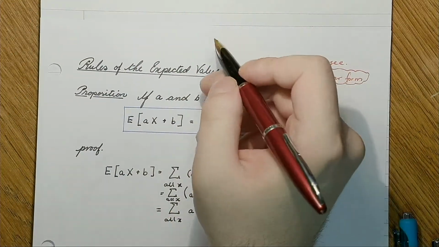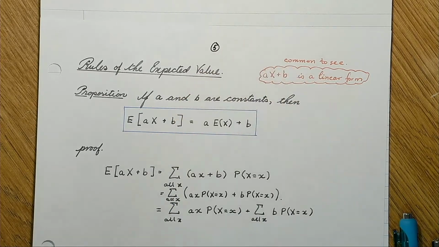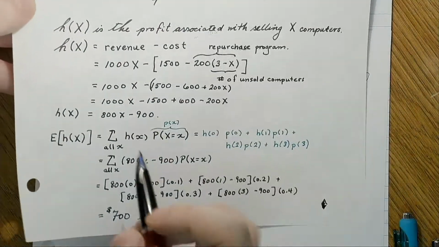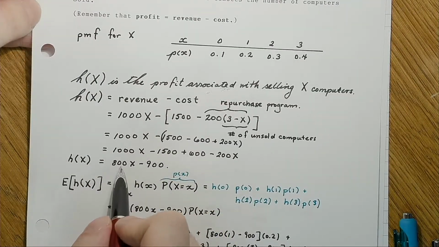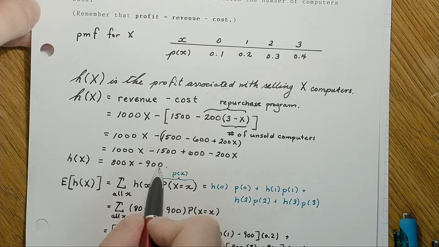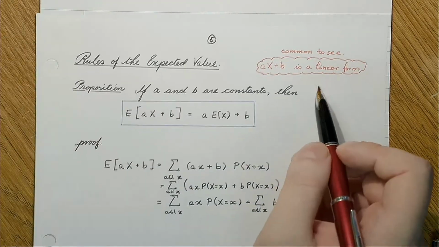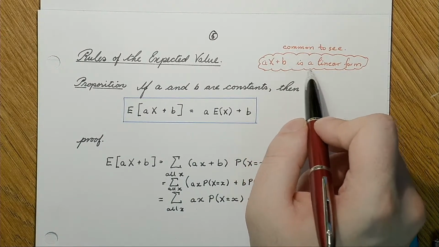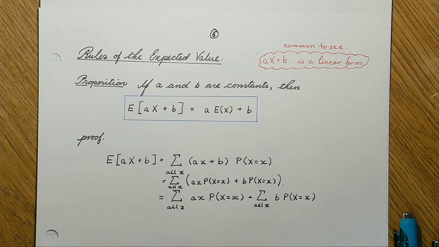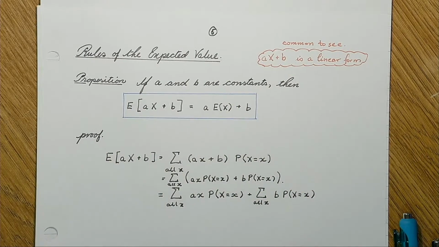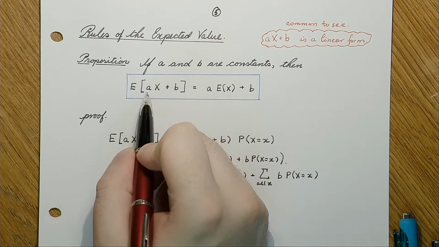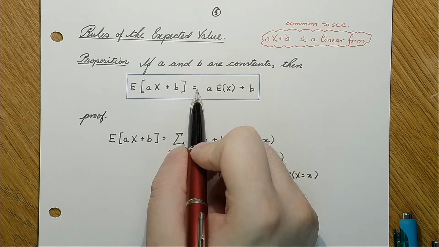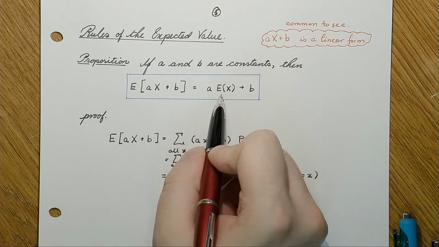Now we do have some rules. Let's say over here we have number 5. Notice that this h of x is a linear function here. There's our slope, our x, and then there's our intercept, our y-intercept. So again, it's very common to see ax plus b. It's a linear form. So we see it often enough that we have a rule to handle something like that. So if we have the expectation of a linear form like ax plus b, that's equal to a times the expected value plus b.